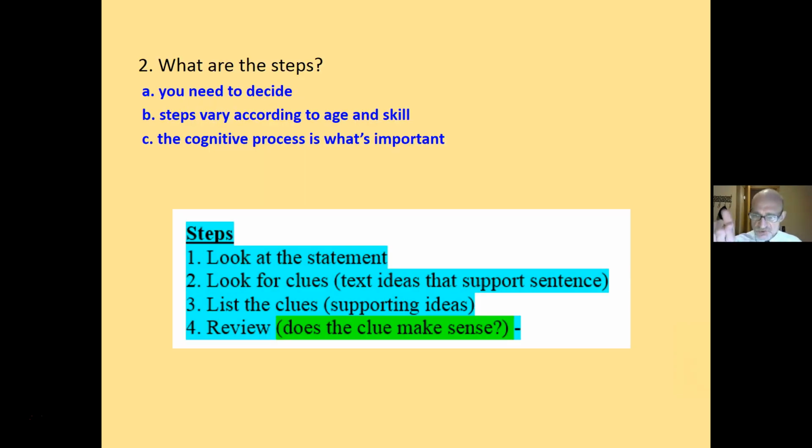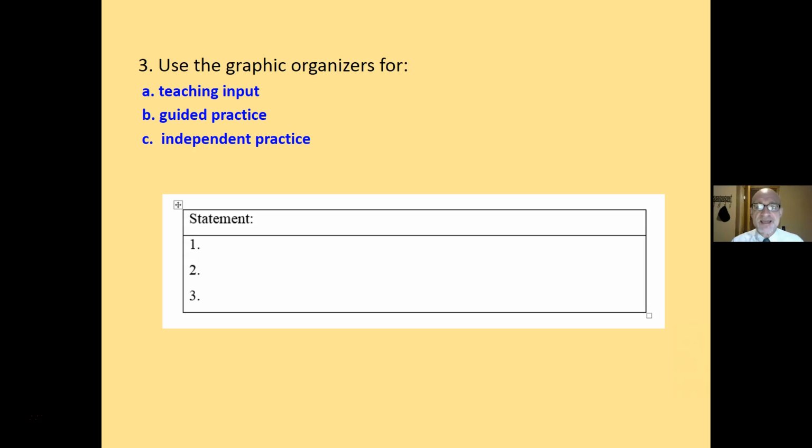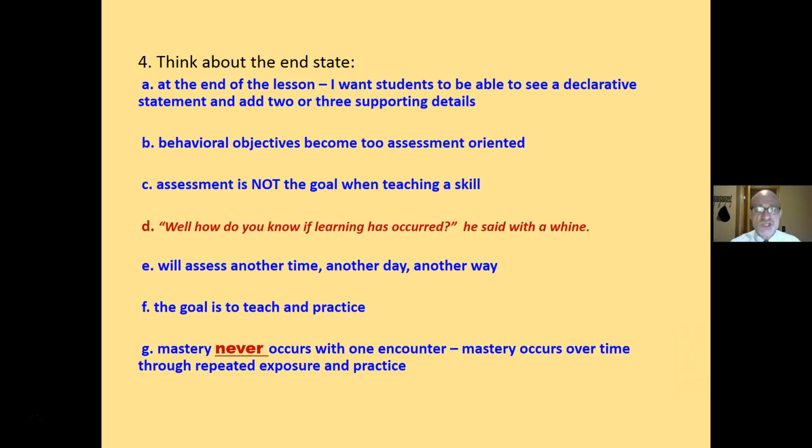Then you need to decide what the steps are. Break it into steps. These steps will vary according to the age and skill. And again, it's the cognitive process that's important. We're teaching the skill to develop the process so that they do it automatically. Use the graphic organizer for teaching the input, for guided practice and independent practice. Graphic organizer, it organizes the thinking, the teaching.